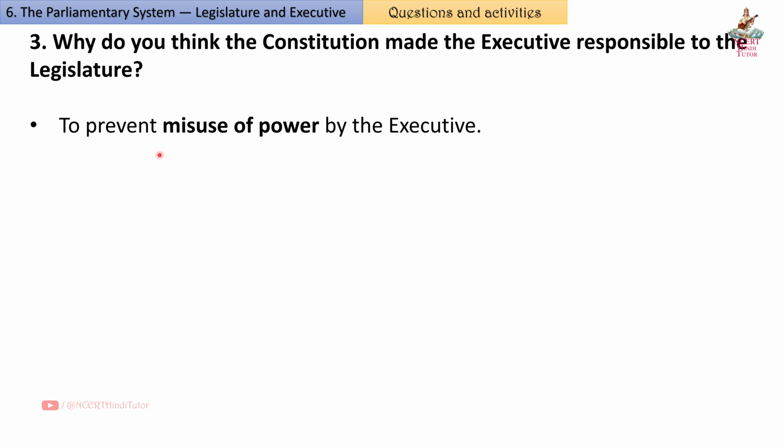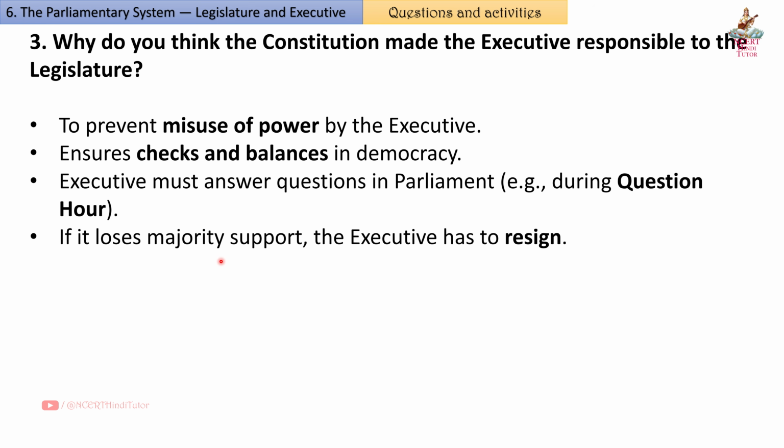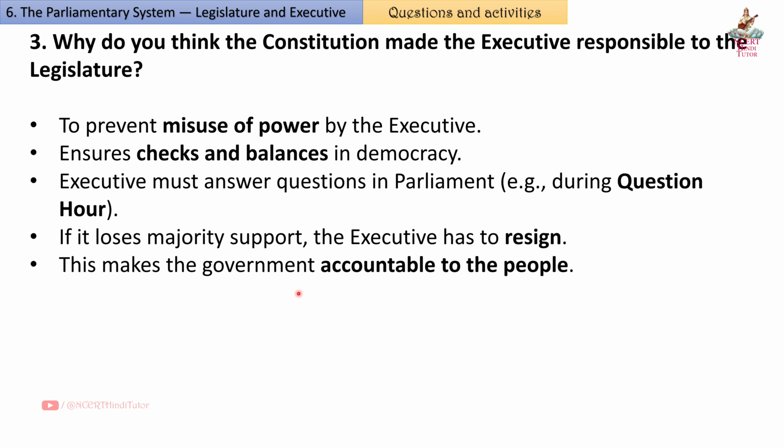Answer. To prevent misuse of power by the executive, ensures checks and balances in democracy. Executive must answer questions in Parliament. Example, during question hour. If it loses majority support, the executive has to resign. This makes the government accountable to the people.